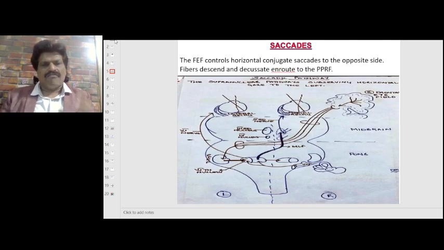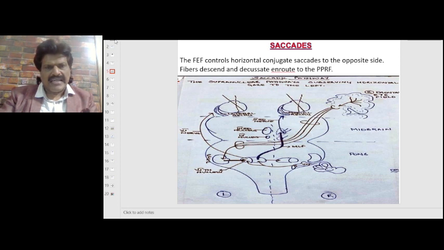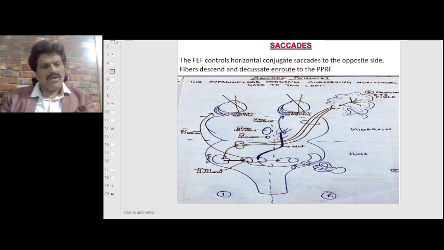Right, as I said, the frontal eye fields control horizontal conjugate gaze to the opposite side. You can see the right frontal eye fields, the fibers descend and decussate en route to the PPRF, which controls the right lateral rectus and the left medial rectus through the MLF on the opposite side. So this is the very important pathway, the saccadic pathway, the center being the PPRF and the 6th nuclear complex.